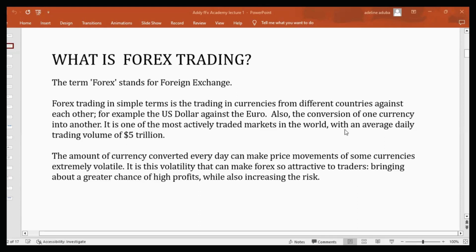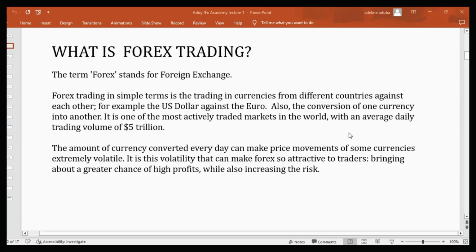Forex trading. The term Forex stands for foreign exchange. Forex trading is simply the trading of currency between different countries, mostly two different countries, against each other. For example, the US dollar against the euro. We also have the conversion of one currency into another. And this market is over 5 trillion dollars in volume, because every day the market generates billions upon billions of dollars.